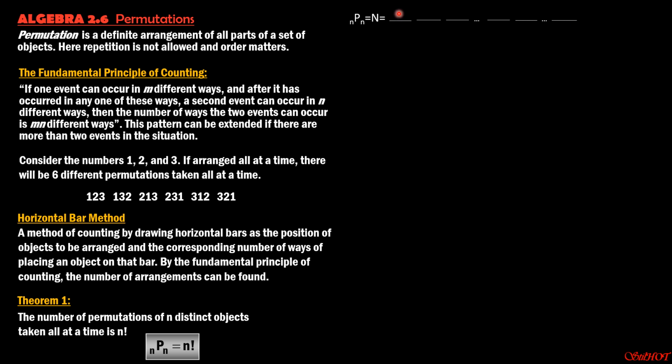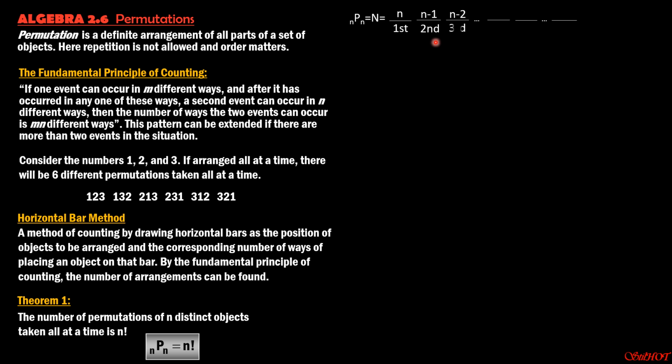So therefore, in the first bar, since there are n distinct objects, we can assign n different ways in this position. In the second, after assigning one object there will be n minus 1 left. So there will be n minus 1 ways to assign this second position. So arrangement in a row, straight line. Then in this next, n minus 2, because we have already assigned one here, and we can assign n minus 2 different ways for this third position until we reach this rth position.